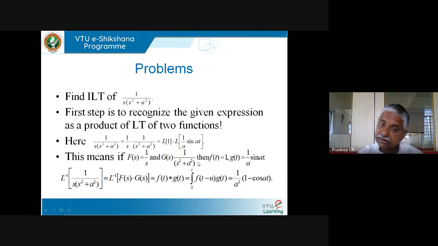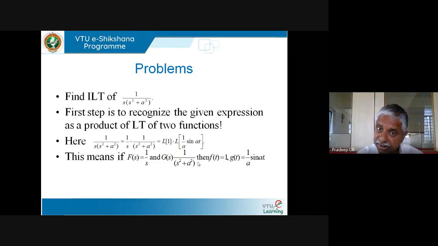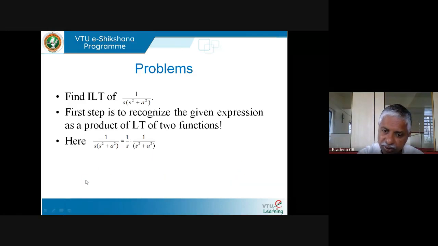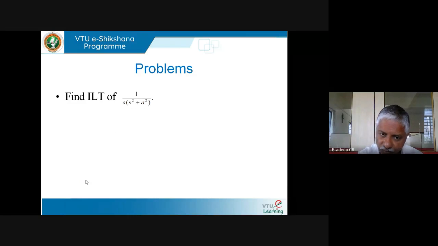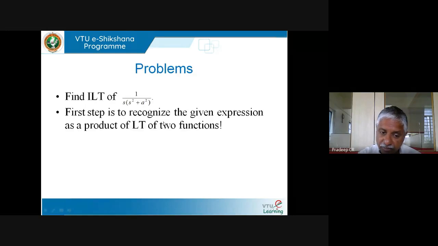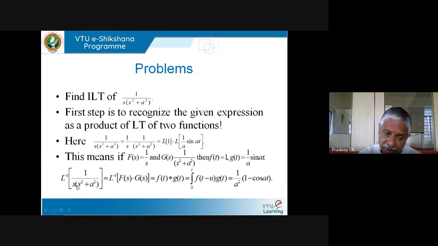Now let us see what my convolution theorem says as far as inverse Laplaces are concerned. Remember this, let's go back to the statement. Laplace inverse of capital F into capital G is small f star small g. So that is what I use. Laplace inverse of capital F is 1 by s, capital G is 1 by s square plus a square. Small f is clearly 1, small g is 1 by a sin at.